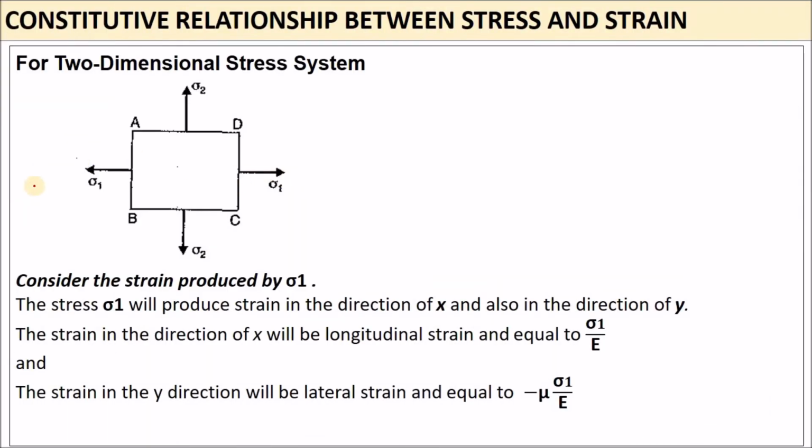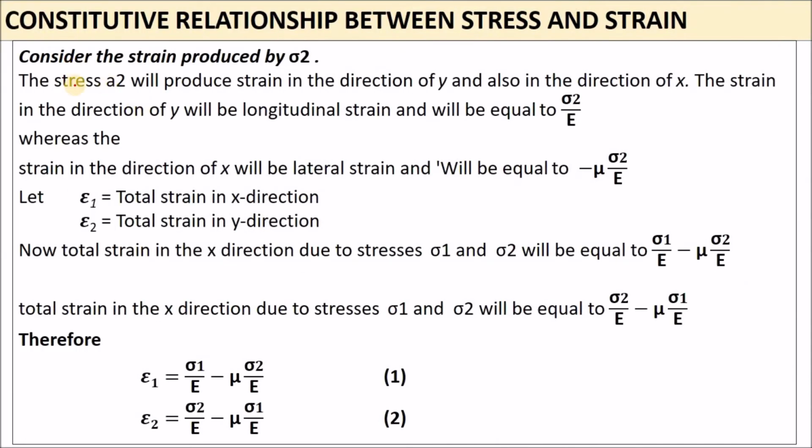For two dimensional, we know that in Poisson's ratio, when we are applying load in one direction, in the second direction there may be a reduction in area. If one side is increasing in length, the second side's length will be decreased. So the same concept we use here. The stress sigma 1 will produce strain in the direction of x and also in the direction of y. In x direction, longitudinal strain equal to sigma 1 by E. In the second direction, y direction, lateral strain will be equal to minus mu sigma 1 by E. Here this is negative, this is positive.